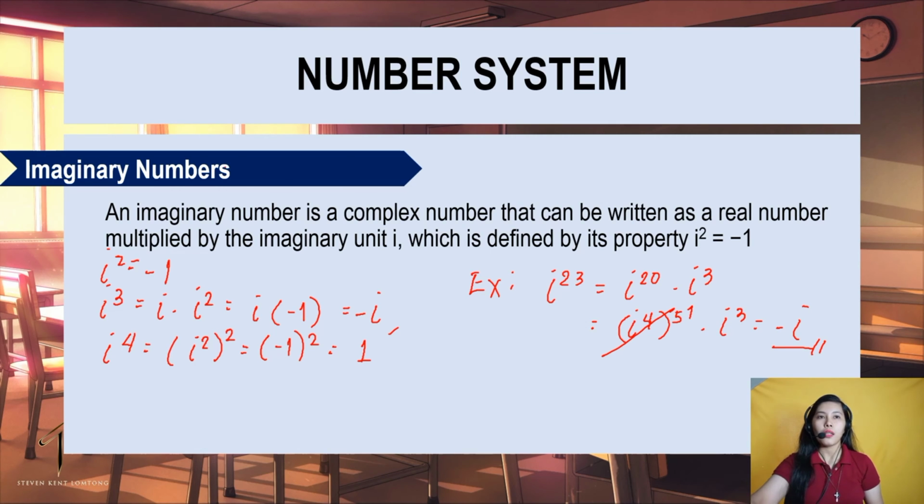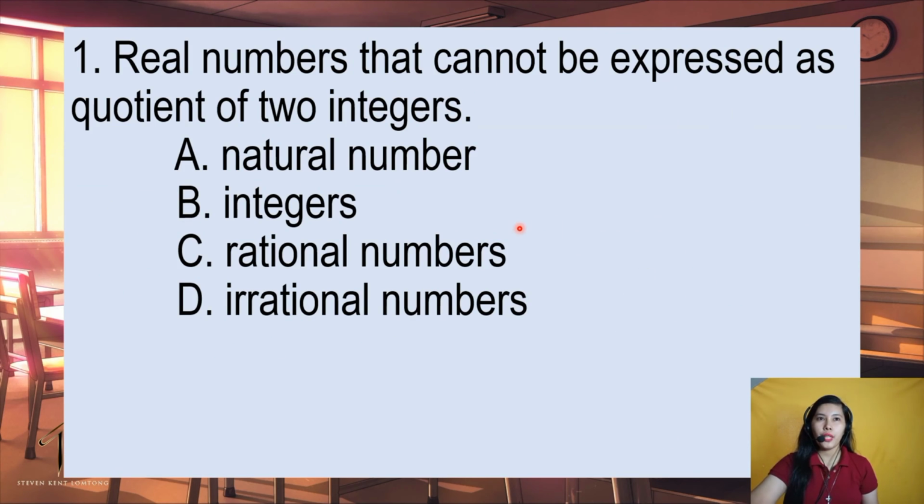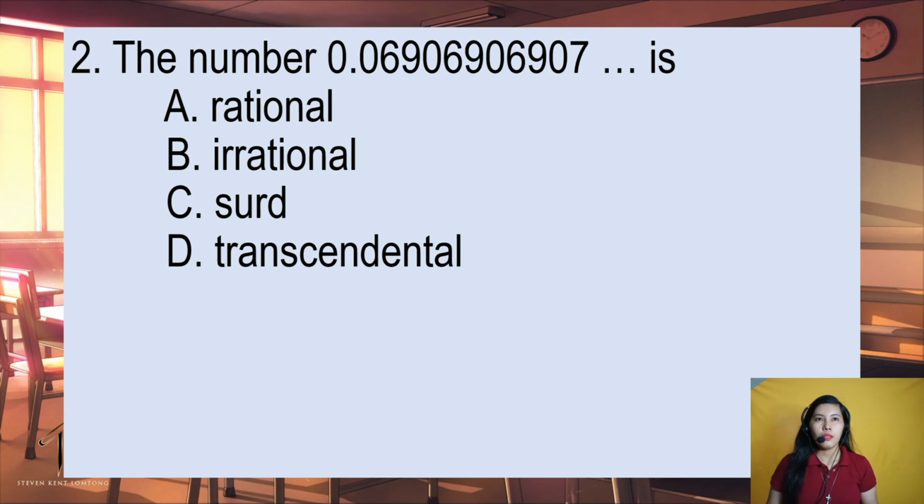Okay? We have here a question about the real numbers. Real numbers that cannot be expressed as a quotient of two integers, of course, are irrational numbers. So for this problem, we have the number 0.069069069 06907. What kind of number is this? Is it rational, irrational, surd, or transcendental?